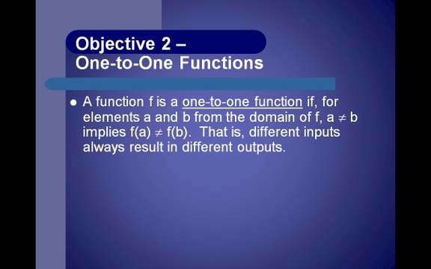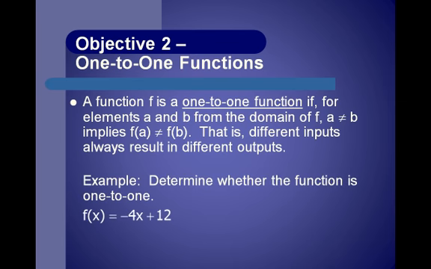Objective 2, one-to-one functions. A function f is a one-to-one function if, for elements a and b from the domain of f, a does not equal b implies f of a does not equal f of b. That is, different inputs always result in different outputs. If you'll remember, a function is a rule so that every x value has one and only one y value. A one-to-one function means every y value also has one and only one x value.